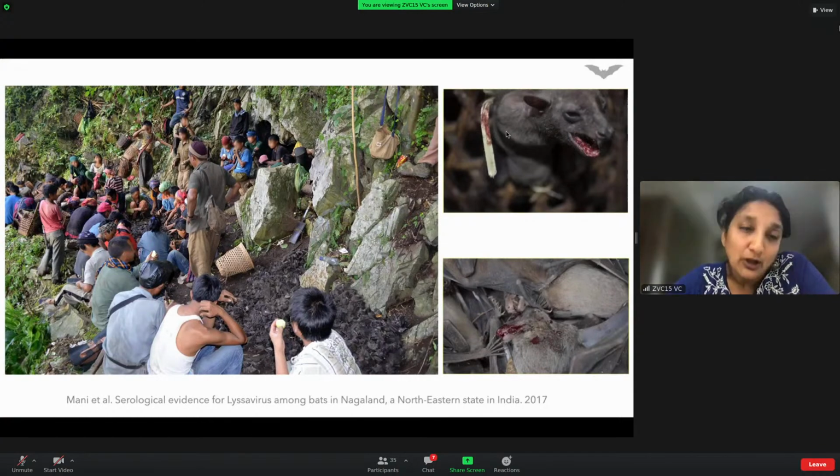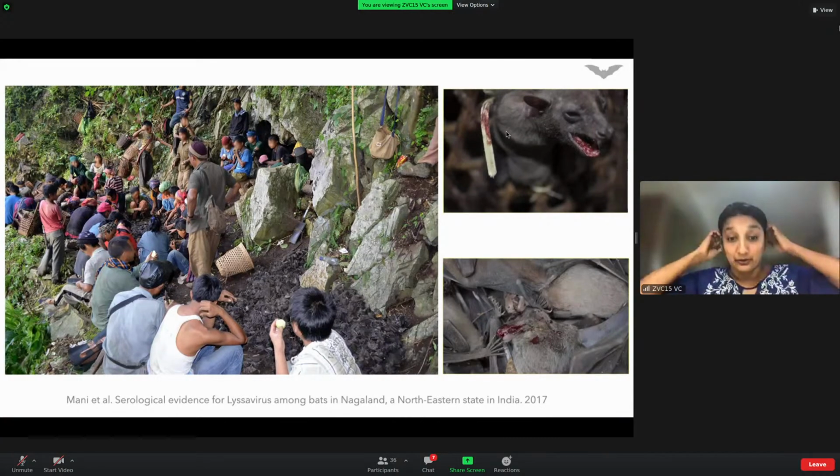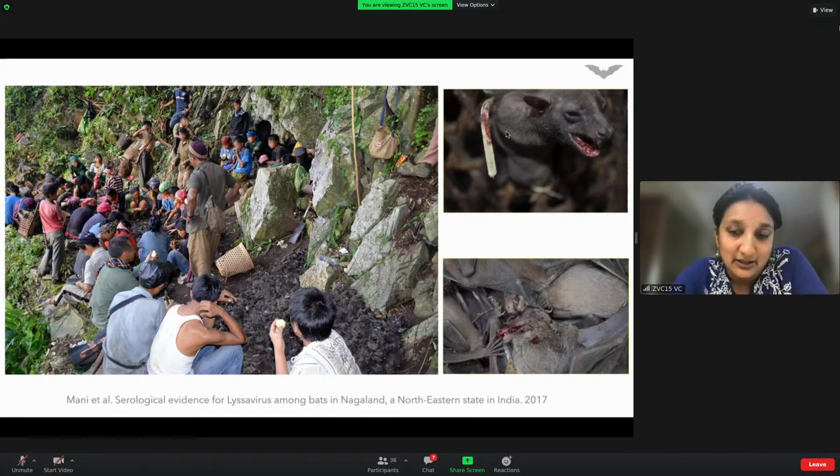So this is, we thought, an interesting place to look for what RNA viruses bats carry, and whether there is any serological evidence for spillover in both the bats and the people. And actually, before we started this work, we collaborated with Dr. Rita Mani from NIMHANS, who looked for serological evidence of Lyssavirus in bat brain tissue. Lyssavirus is the family which includes rabies, and she, at that time, in 2017, working with us, did find serological evidence for some exposure to Lyssavirus.